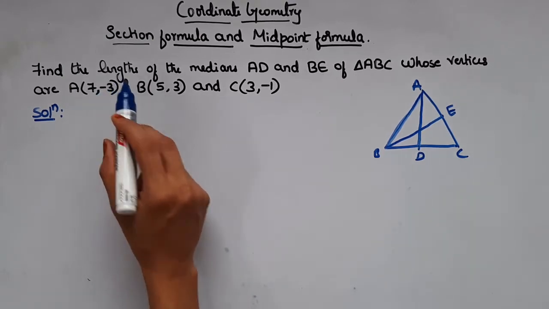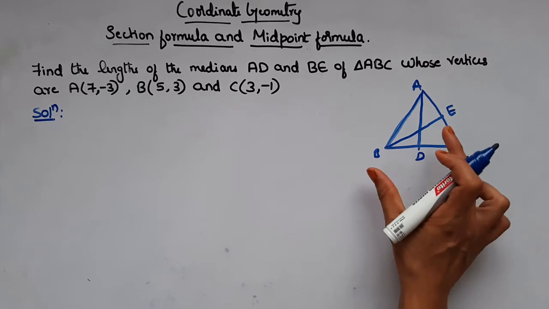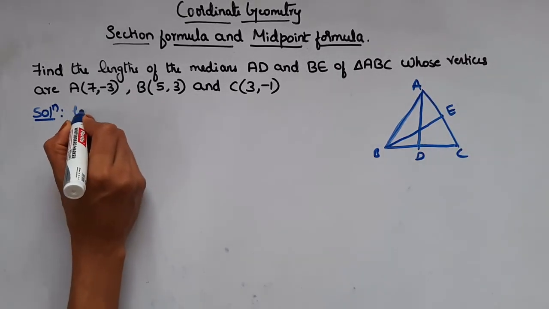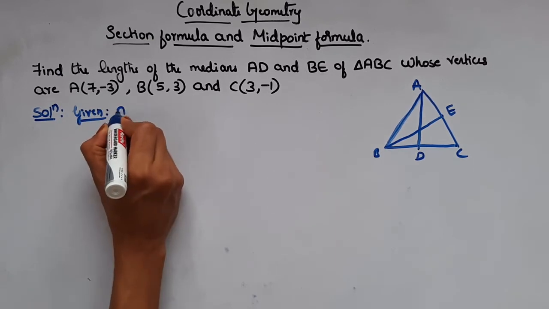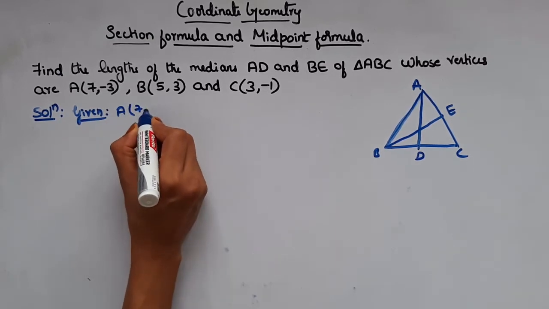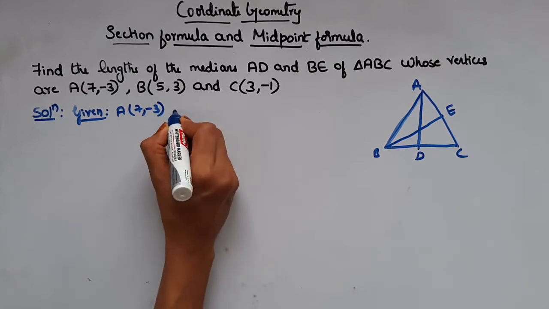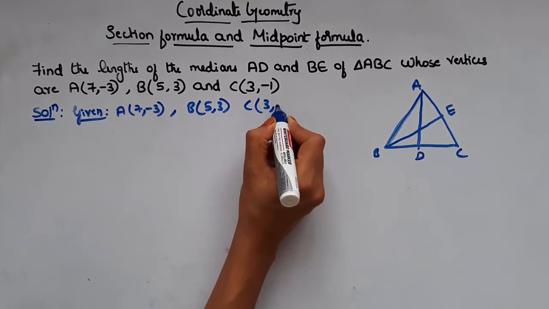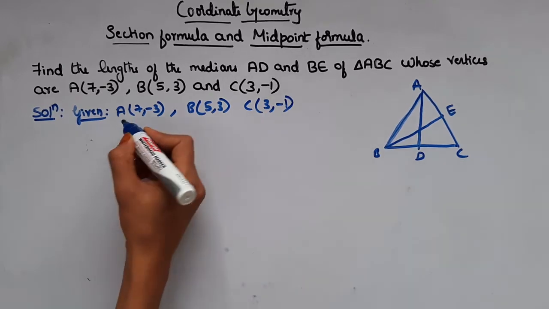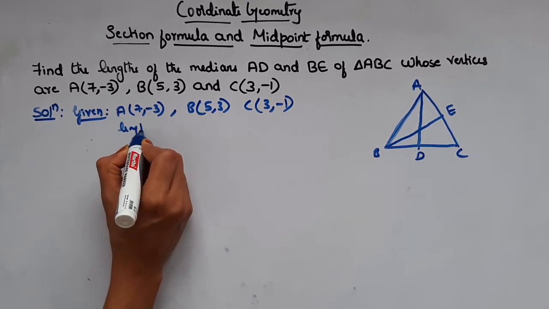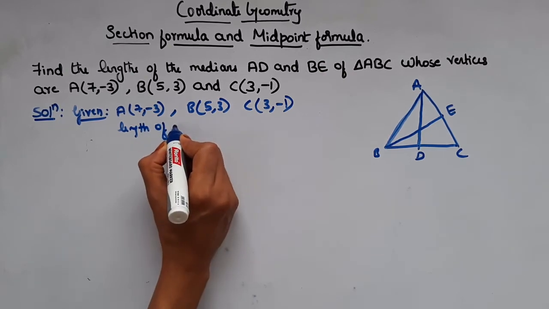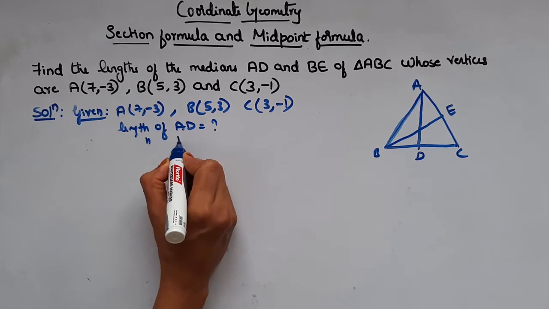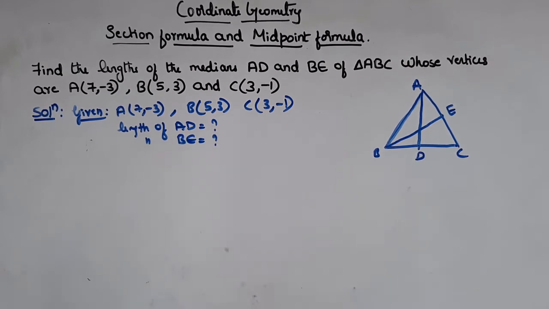They have asked us to find the lengths of medians, that is BE and AD. First let's write what is given. Given here are the coordinates of points A, B and C. A is (7, -3), B is (5, 3) and C is (3, -1). So what we have to find here is the length of AD and the length of BE.